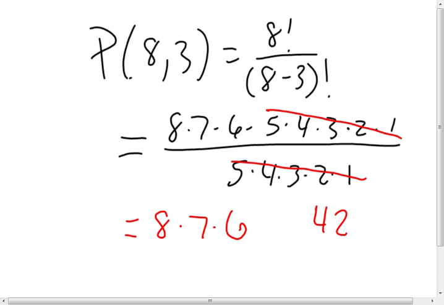I'm just going to do it longhand here. 2 times 8 is 16, carry the 1. 4 and 8 is 32, plus 1 is 33. So your answer is 336. Now let's do the same thing, but let's look at it in combination form.